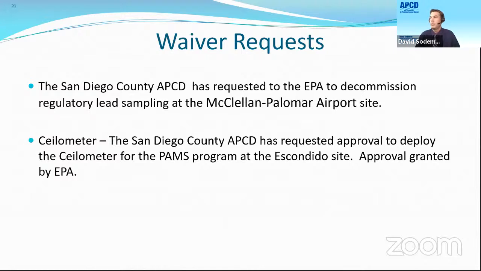Due to numerous samplers already stationed at the El Cajon station, the district requested in 2019 that the salometer be placed at the Escondido site. EPA approved this request in 2020. However, given that the Escondido station is not currently operating and will take some time before it's operational, the district has begun to reevaluate whether the salometer can fit at the El Cajon station.